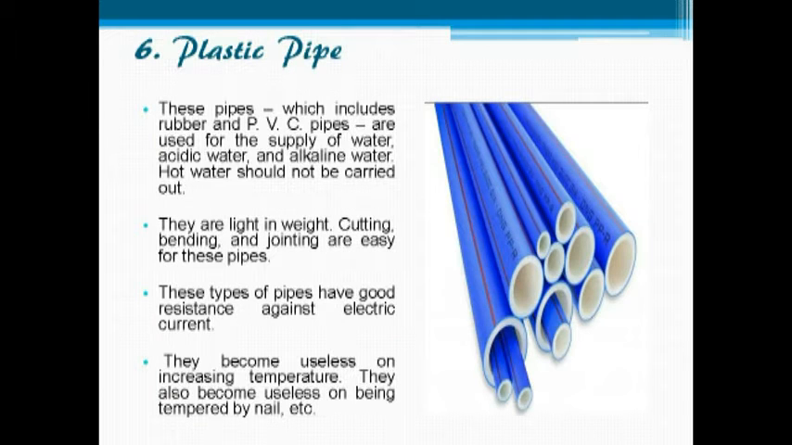Number 6. Plastic pipes. These pipes, which include rubber and PVC pipes, are used for the supply of water, acid water, and alkaline water, but hot water should not be carried. They are light in weight, so cutting, bending, and joining are easy for these pipes. This type of pipe has good resistance against electric current. They become useless on increasing temperature. They also become useless if tampered with by a nail or other sharp edges. But these pipes do not rust.